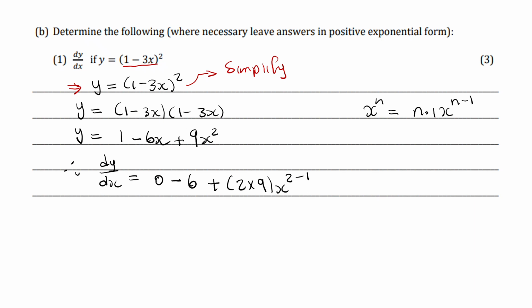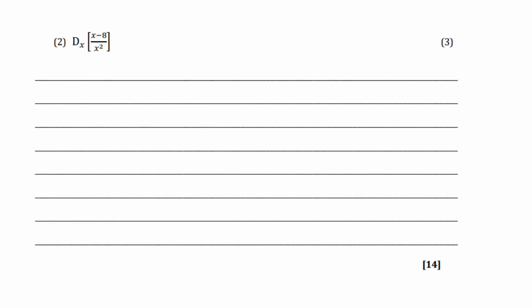So that's the derivative. Now the final answer will be dy over dx equals minus 6 plus 18x. So this is your derivative. Okay, let's check if we still have the answer, because this has to be out of 14 marks. I'm sorry, the next question. Let's check if we have the next question. And yes, we do have the next question. Let's work on that one.